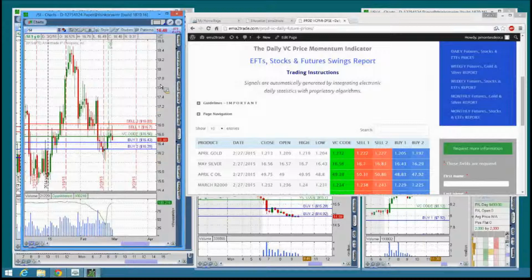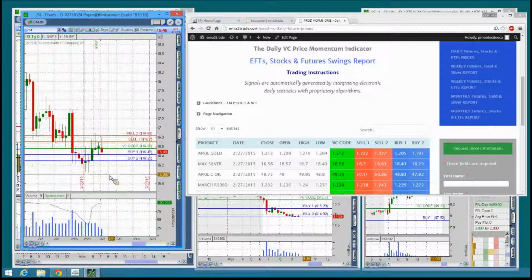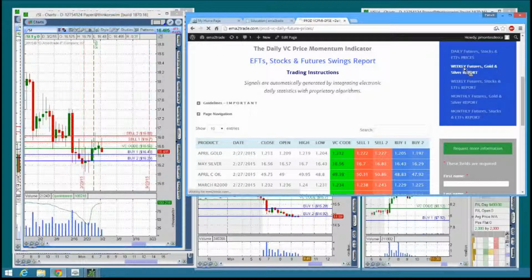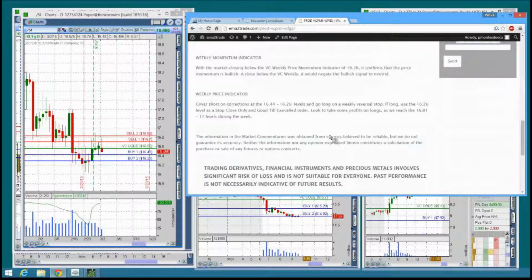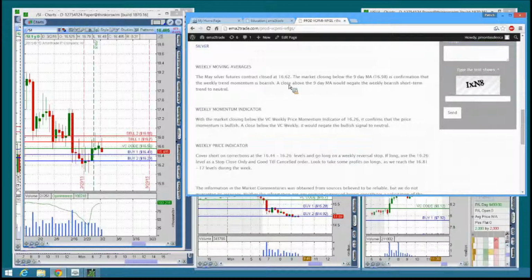You can see a little better, a little more clear here, the action. On Friday, basically, if we go back to the weekly report that was published once again on Saturday, the silver market closed at 1662, and with the market closing below the 9-day moving average of 1698, it confirms still that the weekly trend momentum was slightly bearish. But a close above 1698 would negate this short-term bearishness.